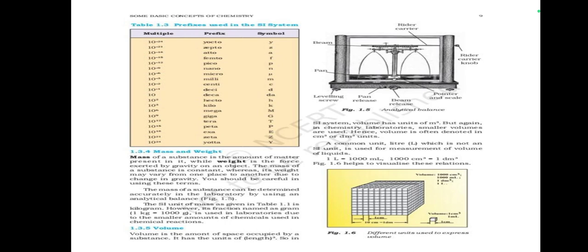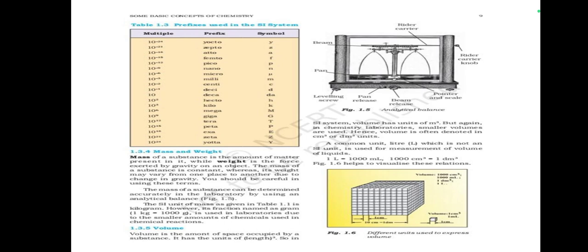Volume is the amount of space occupied by the substance. It has the units of length cube, so in the SI system, volume has units of meter cube. But again, in chemistry laboratories, smaller volumes are used. Hence, volume is often denoted in centimeter cube or decimeter cube units.